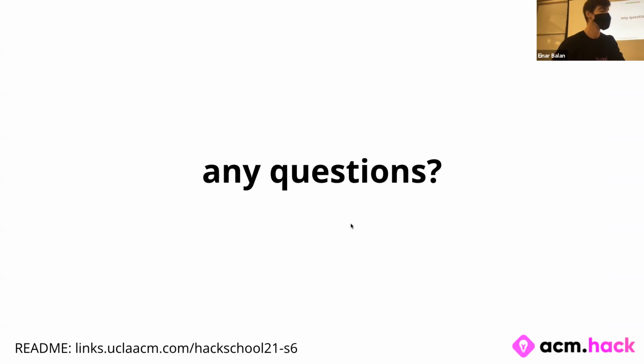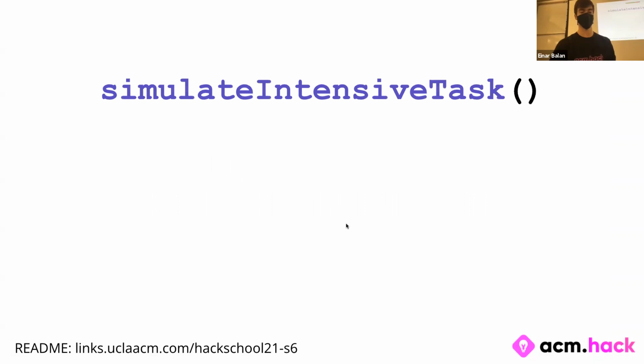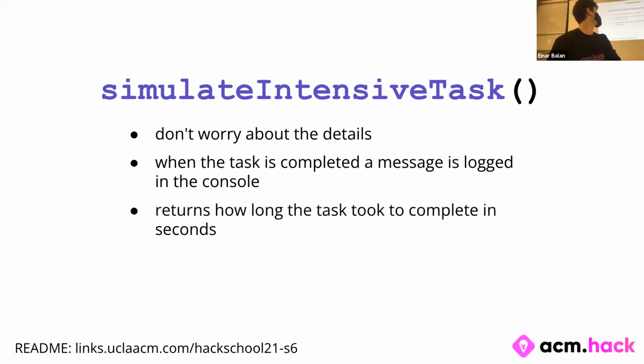All right, cool. So now that you know what asynchronous programming is, let's get into how you might actually want to use it. So let's say that we have some function called simulate intensive task, right? And this function takes some amount of time to complete. And when that task is completed, we're going to see a message logged in the console. And don't worry about the details of this function. It doesn't really matter, just some arbitrary task that gets done. So the return value of this function is going to be how long the task took to complete in seconds, right?